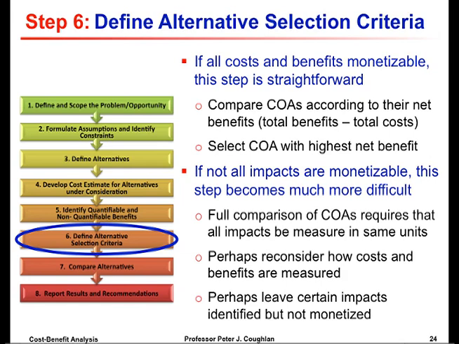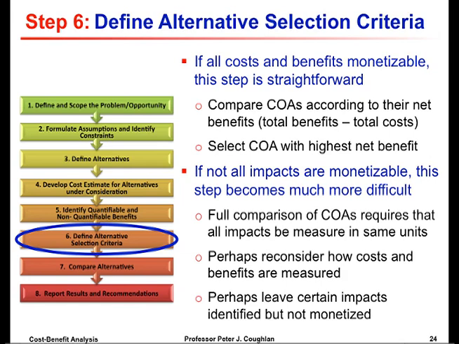But if not all impacts are monetizable, it becomes a difficult step. How do you do it? How do you compare the alternatives, the different COAs, if it's not all in dollar terms? If some benefits are, increase customer satisfaction by 50% or 10%, or improve our output by 320 units. Well, how do I compare that to dollars in terms of costs?